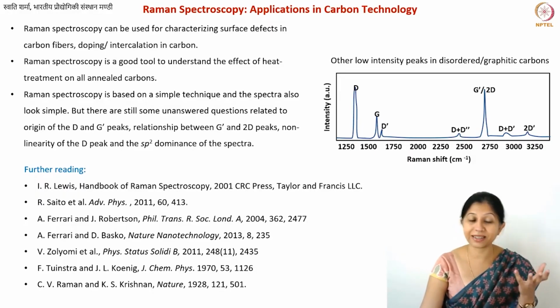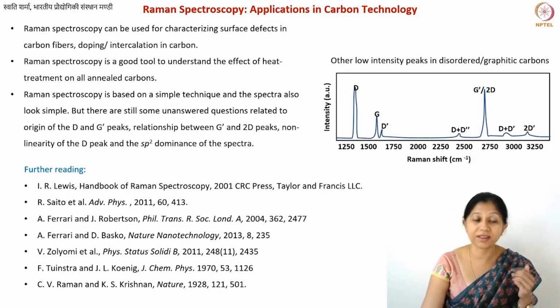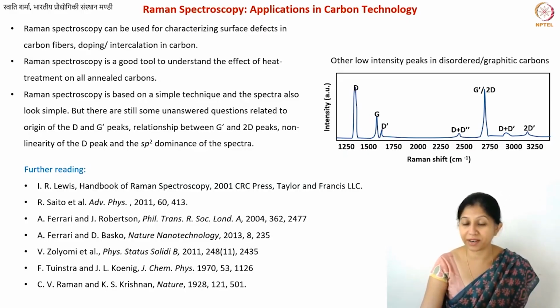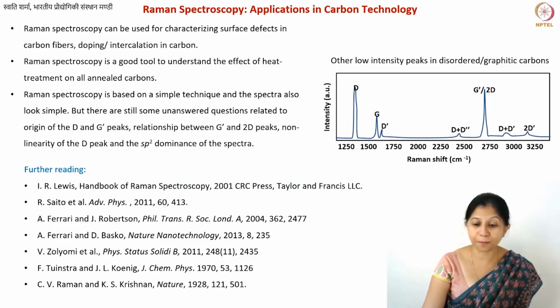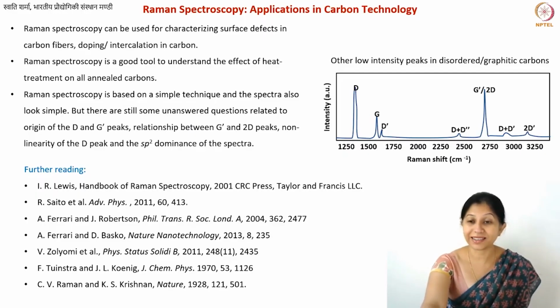You definitely should read at least some of these papers. The first one is a book, but the rest of them are publications. The last one I have mentioned here is the original paper on the Raman effect by C.V. Raman and Krishnan. So all of these things you should definitely read. In fact, many such techniques are already available, but perhaps this spectroscopy still has a lot of scope for improvement when it comes to characterizing carbon materials.